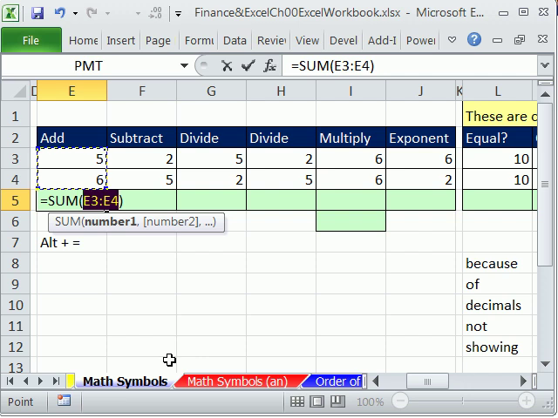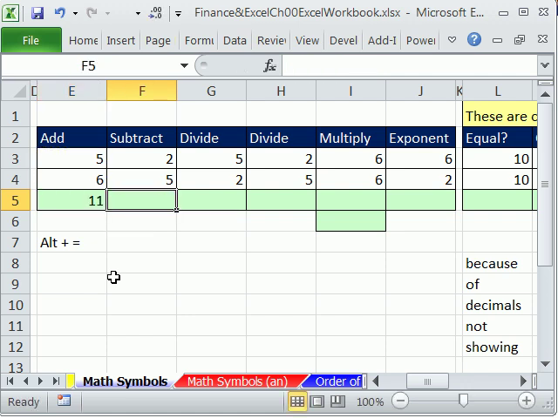So now, last couple videos I've been hitting enter. But if my goal is to create formulas and go to the side, I do not put the formula in with an enter. I use tab, the tab key.